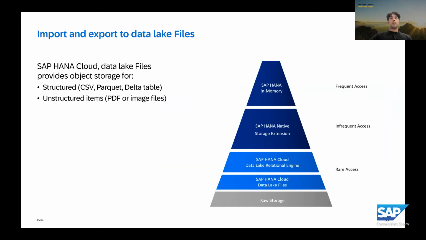The SAP HANA Data Lake files is one component of the SAP HANA Data Lake, which serves as a cold data store. Data Lake files can be used to store and access unstructured data, such as image files and PDFs, and structured data, such as CSV, Parquet, and Delta table files, allowing for easy management and retrieval of not frequently accessed data.